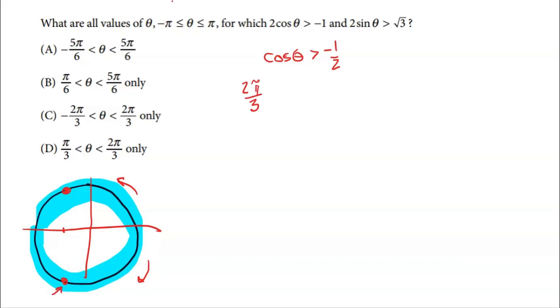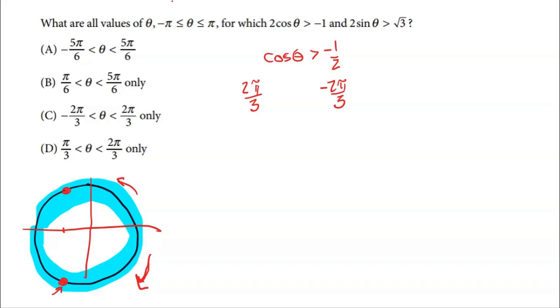But remember, based on the restrictions, I either go around to pi or around to -pi. So 4 pi over 3 is not wrong. It's just it's the right spot, but it's the wrong value. So the value that would go down to get to this point right here would be -2 pi over 3. Okay, so this means that my angle is in between there.